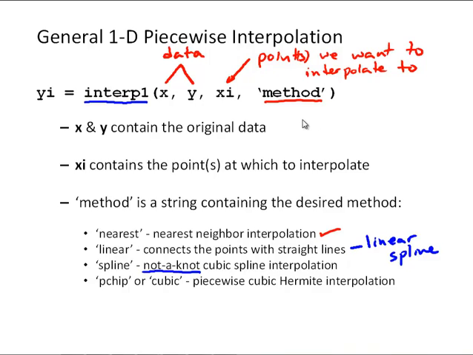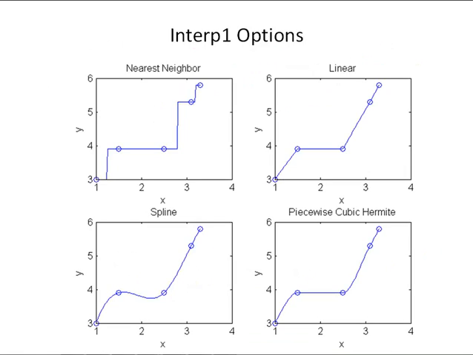And then the last option is this thing called piecewise cubic Hermite interpolation. This is basically a modified cubic spline, and I'll show you what that does here in a second. So here's an example of interpolating 5 data points with those 4 different options.